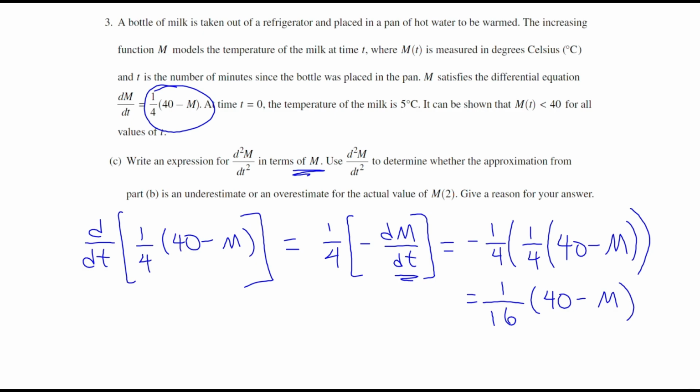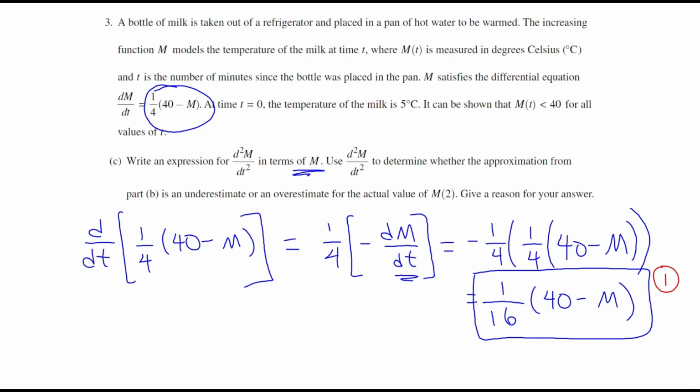And so this is worth 1 point here on this question, right? That is our expression for the value of the second derivative of m with respect to t. And then we have to determine if it's an over or an underestimate.